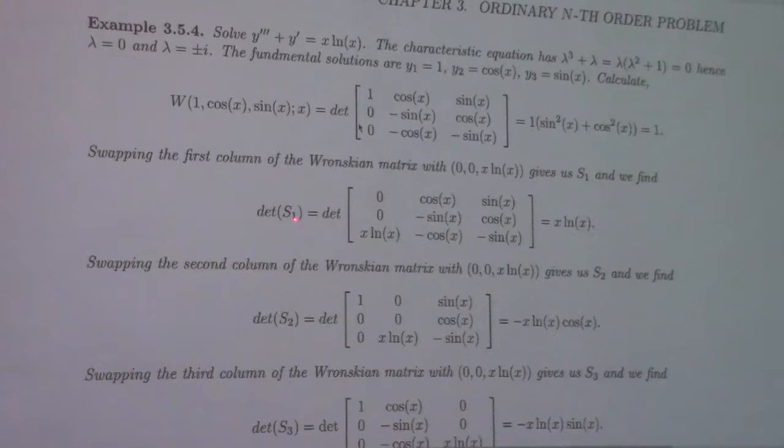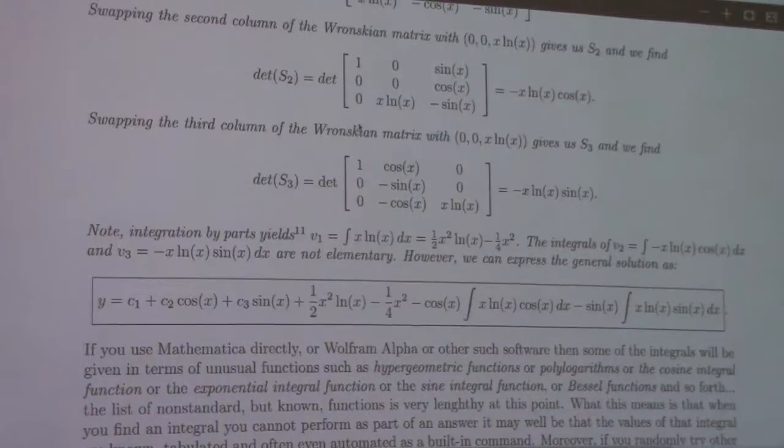And then to calculate the sub-Wronskians, these things. These are not the sub-Wronskians. These are plus or minus the sub-Wronskians. But anyway, the reason this x ln x is going here is because that's the forcing function, right? And so we get x ln x from the first one, we get this from the second one, we get that from the third one, and then put it together.